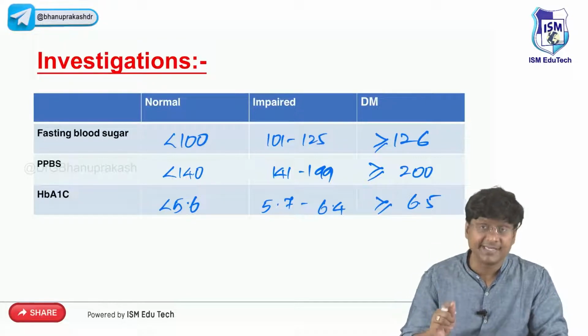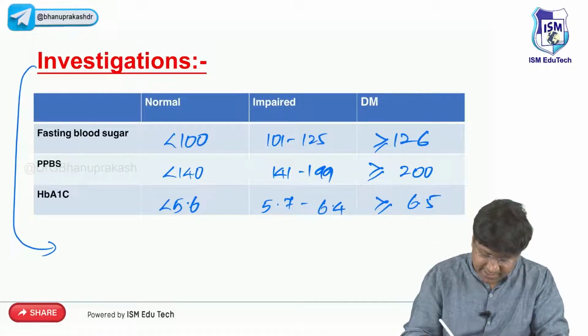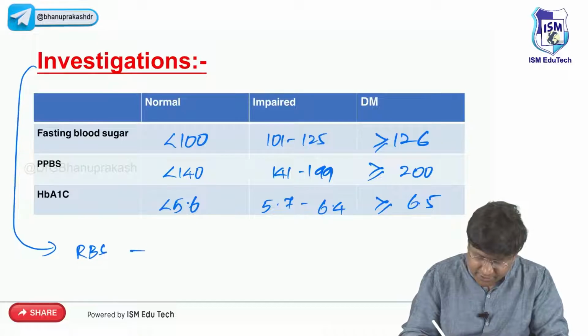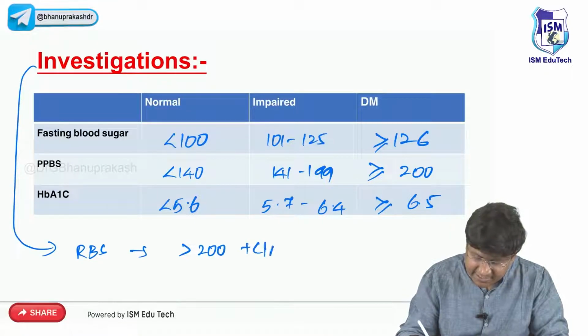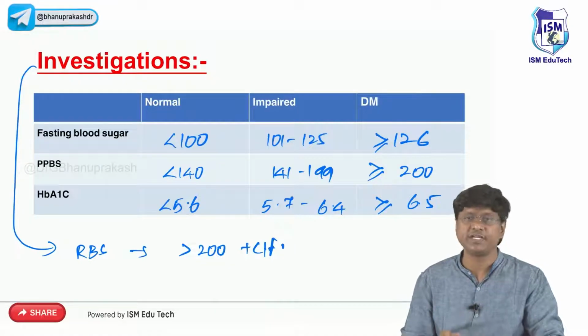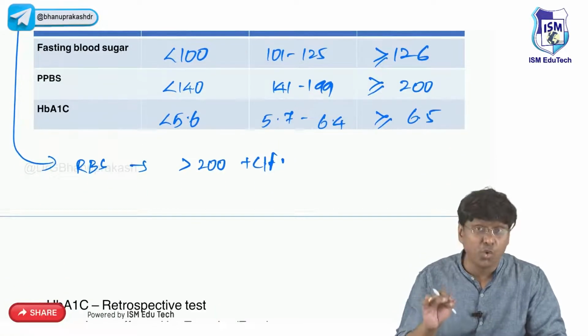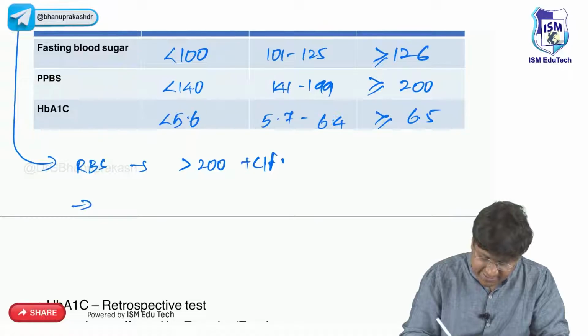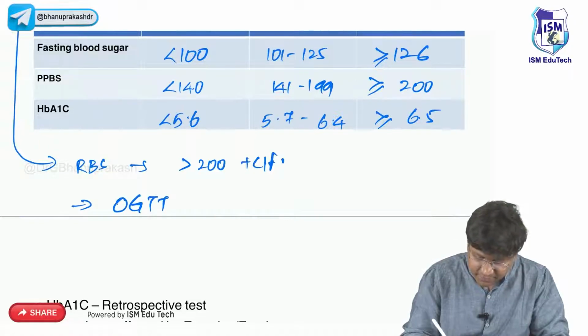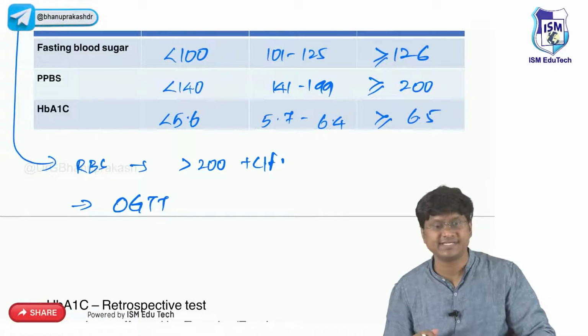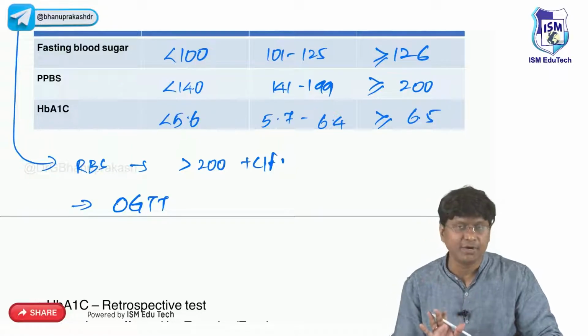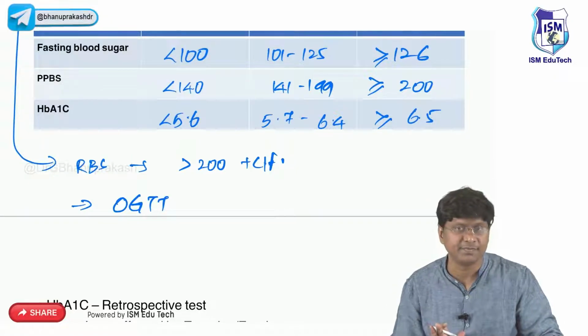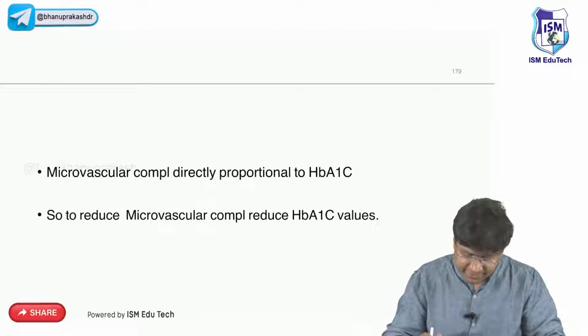Then the next important investigation is the random blood sugar. If random blood sugar is more than 200 along with clinical features of diabetes mellitus, then also we consider it as diabetes. And what is the gold standard test? The gold standard test is the OGTT, that is the oral glucose tolerance test. So that is about the investigations that you come across in patients with diabetes mellitus.